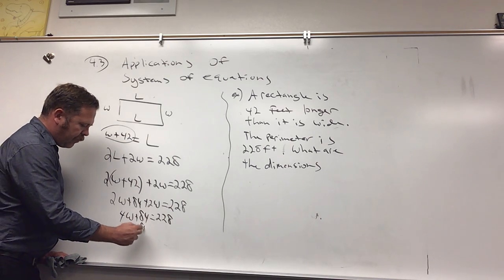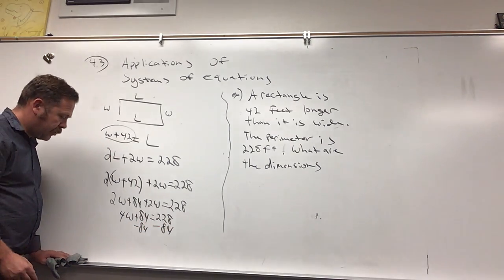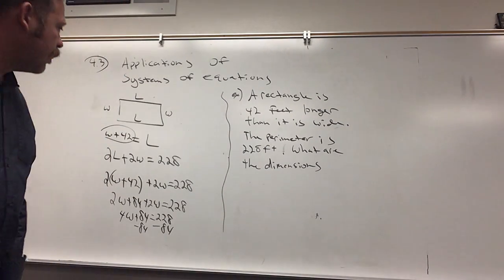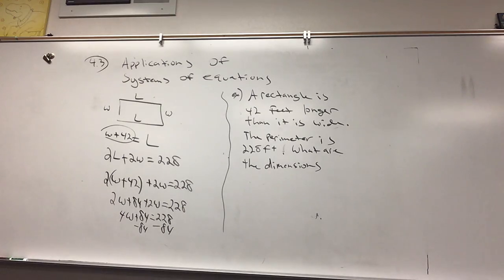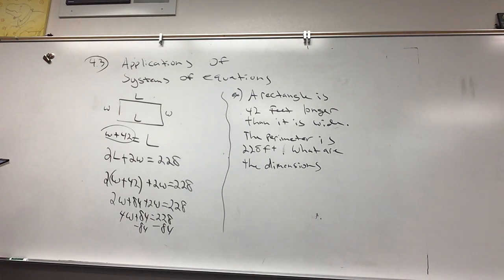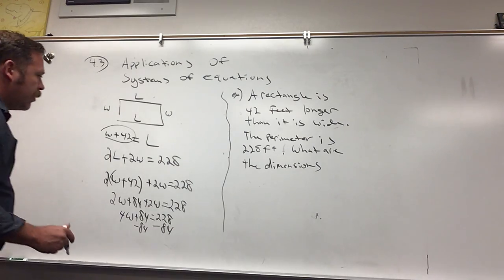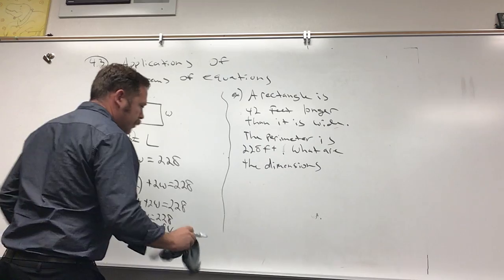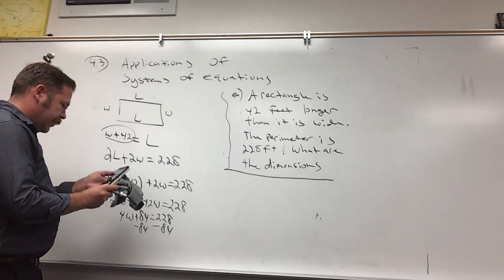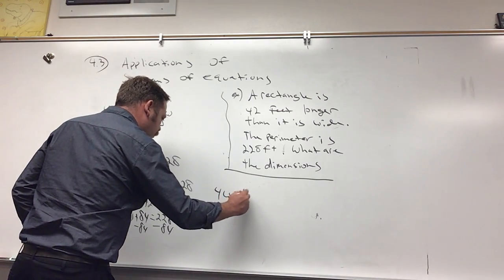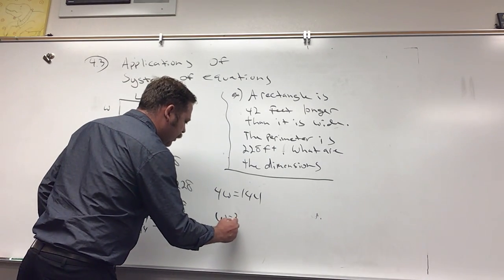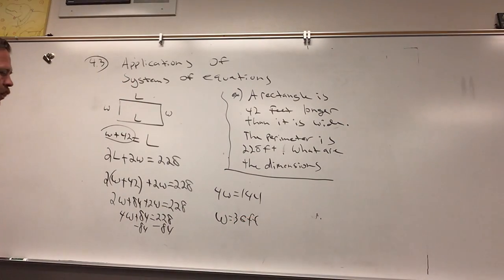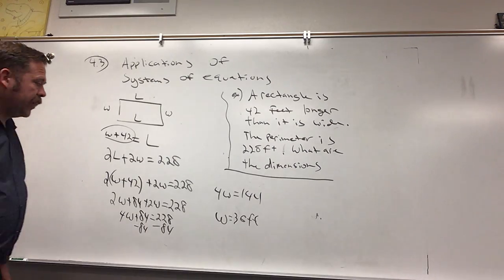And then I'll subtract 84. I'm running out of room, aren't I? I'll get 4W equals, I'm going to grab my calculator real quick. 228 minus 84. I'm going to continue over here, down at the bottom. I would get 4W equals 144, and then I'll divide by 4, and I get W equals 36 feet. I think that's reasonable for a tennis court. I am not an avid tennis player, but 36 feet seems reasonable to me.